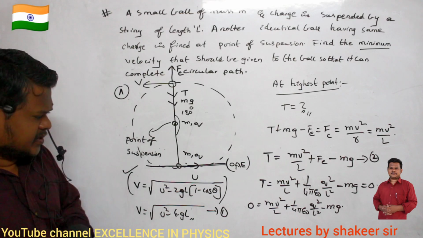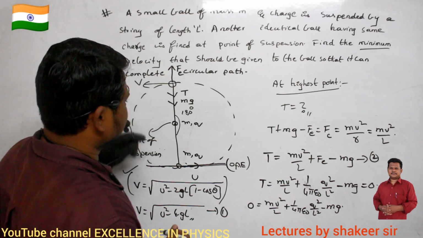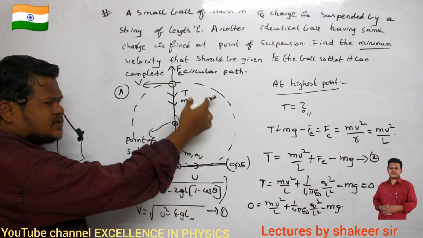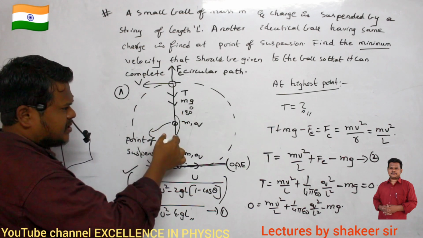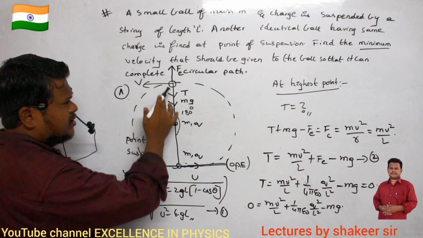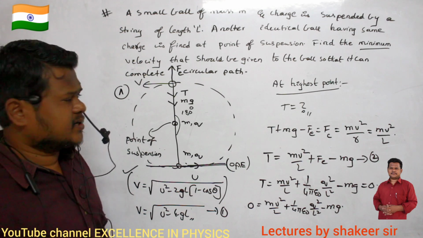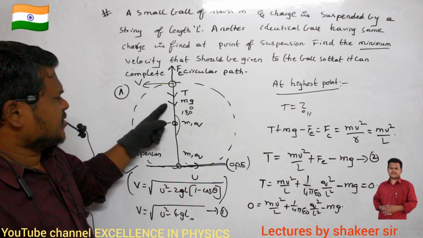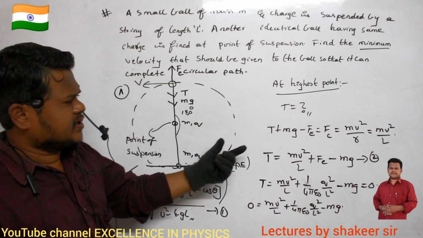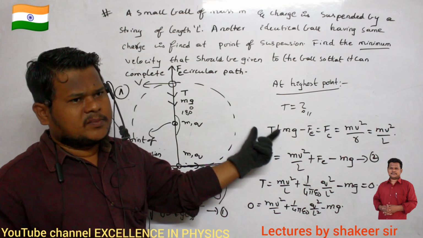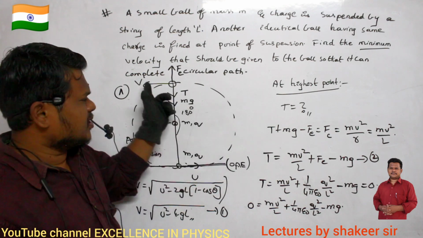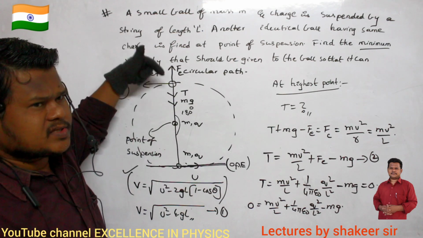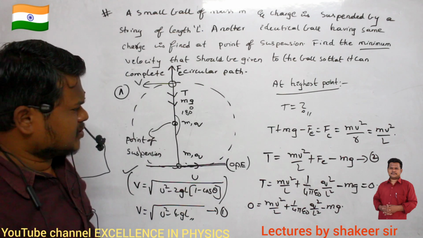Okay? Come on, make a note up to here. Okay, ma? Have you made a diagram of this one? T and mg are acting towards the center of the circle. Electrostatic force of repulsion is acting away from the center of the circle. So T and mg minus Fe, they are providing the centripetal force, because centripetal force should always be directed towards the center of the circle. Are you able to understand?